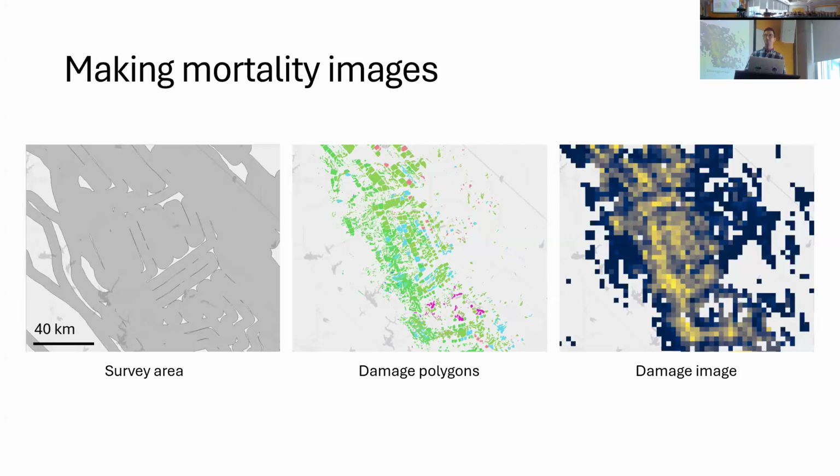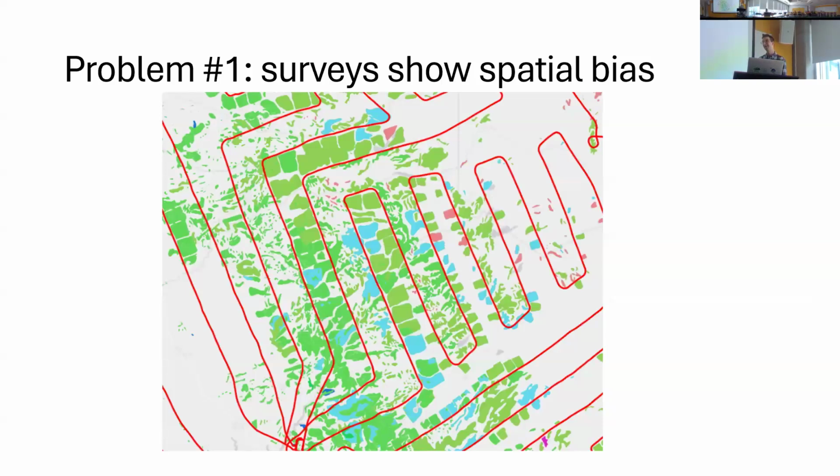But then you might notice there's a bunch of problems the longer we look at this data set. The first is that these surveys show spatial bias. This red line is where the plane flew in this particular year of surveying. And it very neatly subdivides all these damaged polygons into different rows. I'm pretty sure the bark beetles are not self-organizing themselves into discrete rows of attack. So this probably isn't a real phenomenon. That's something that's arising from just the way in which these data are collected.